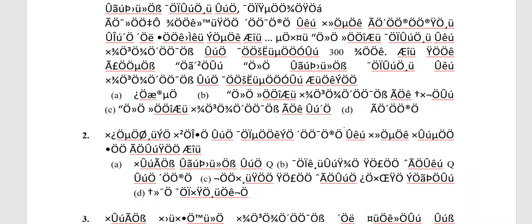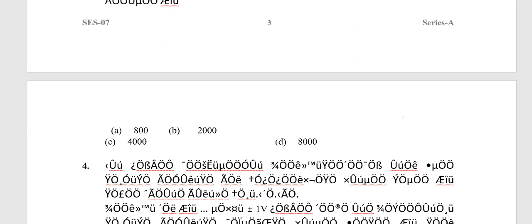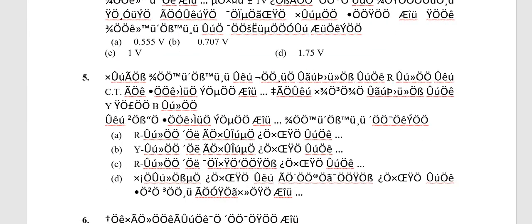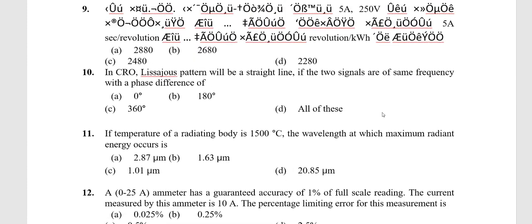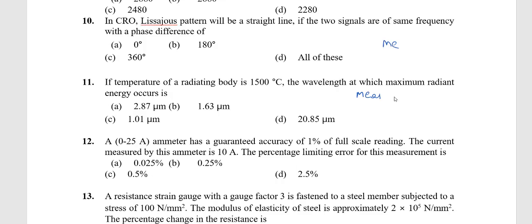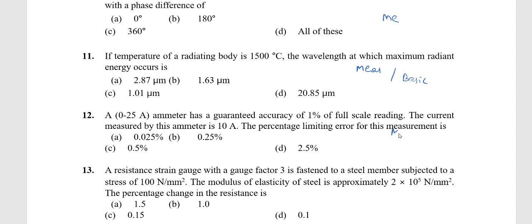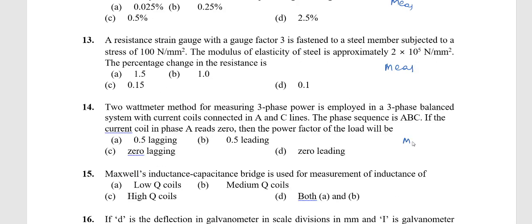They have it in the section also. So, as our software is not compatible with Hindi, it's showing some zeros and ones. And this one also measurements. No, this is a basic question. Resistance gauge, so measurements.